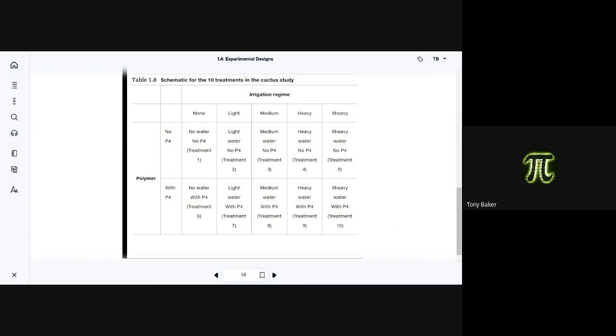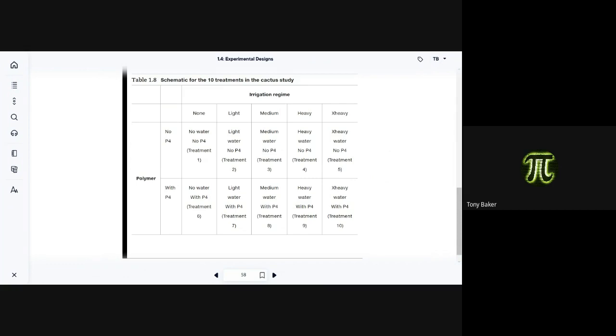Which group is my control group? No water, no P4. Well, it would definitely be the no P4, but there might be water in the situation. So in essence, this one's going to be my control group, the no P4. What am I really trying to test? I'm trying to test if the P4 is helping improve the weight gain, not if the water is helping, because the water is just water.